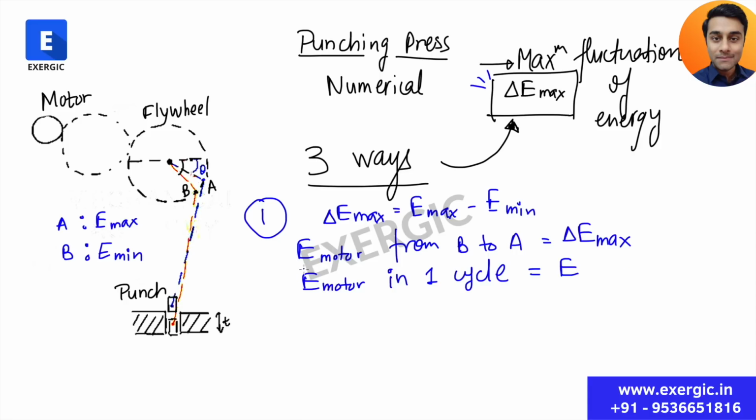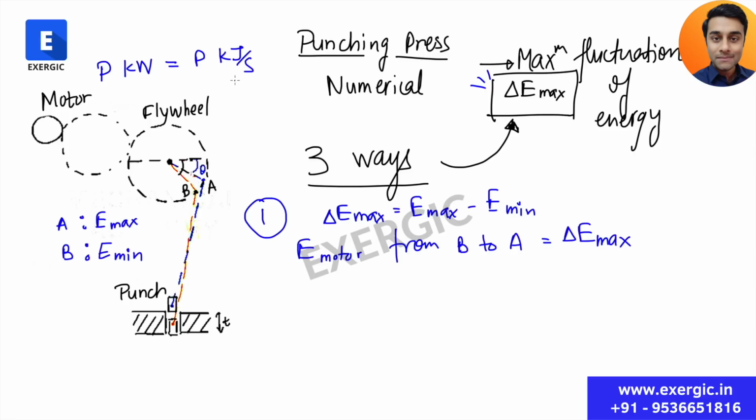So coming to the first statement, the energy of the motor from B to A can be called equal to the maximum fluctuation of energy. Now, suppose the question has given you that the motor has P kilowatt rating. What it means is that it is giving an input energy of P kilojoule per second to the flywheel.